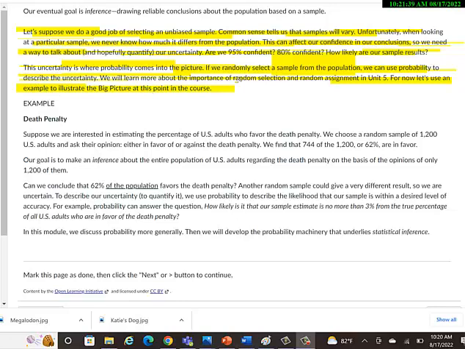So we'll look at this example about the death penalty. I know, all these examples are bummers. I don't know why. Sorry, everybody. I'm not trying to bring you down on this random day.